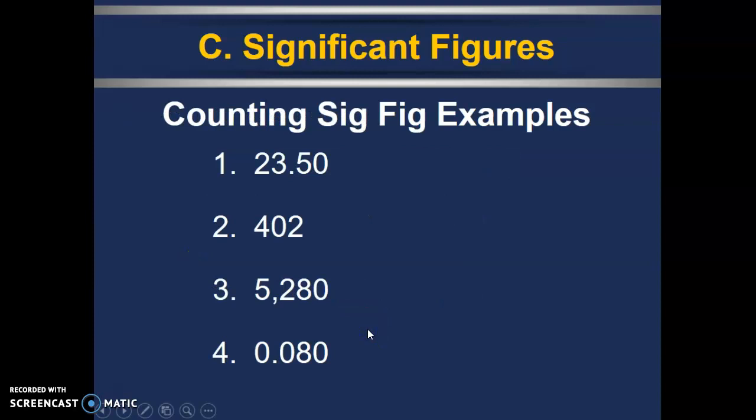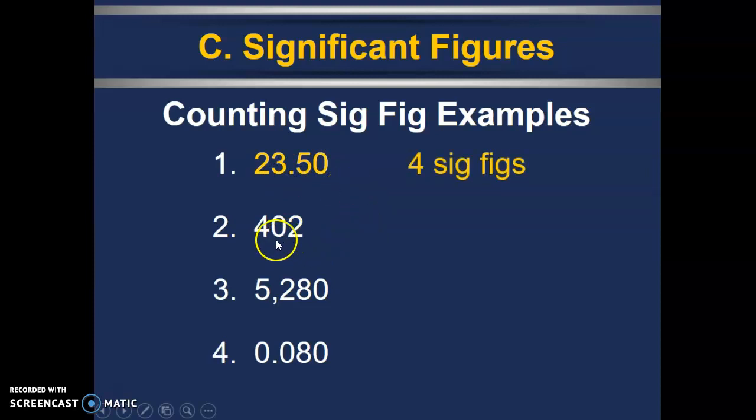Okay, so let's get some practice. Let's take a look. Think about what you think the answer is before I tell it to you. Look at this first one, 23.50. There is a 0 in the back, but there's a decimal. That decimal makes that 0 important. So all of these numbers count. This value has 4 sig figs.